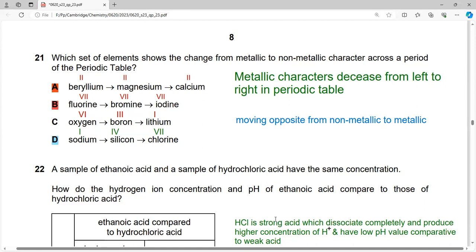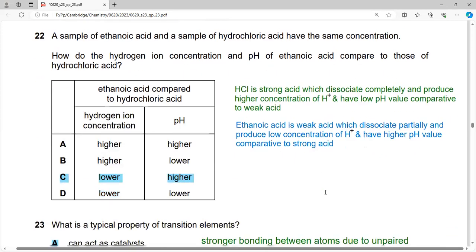Why? Because it's moving in opposite directions, meaning group 6 to group 3 to group 1, like oxygen, boron, and lithium. So that's moving in an opposite direction, not from left to right in the periodic table. So what about D? Is it a correct option? For example, sodium is in group 1, silicon is in group 4, and chlorine is in group 7. So if you're moving from sodium to chlorine, the metallic character decreases from left to right in the periodic table. So what about C? It's increasing. So that's why D is our correct option.